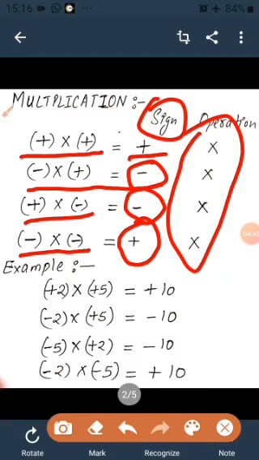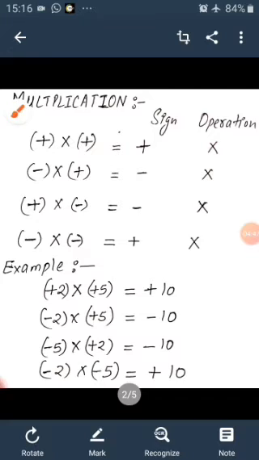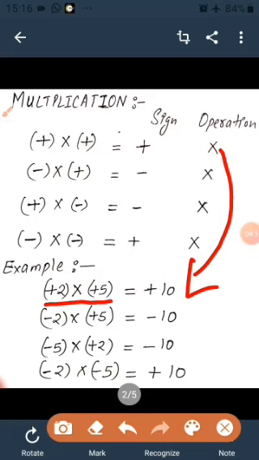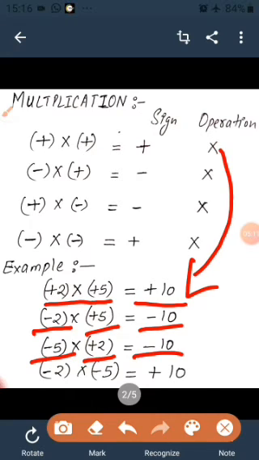So let us see the example for all the cases. For the first case, if one number is positive and another number is also positive, plus 2 plus 5, then the answer will be plus 10. If one number is minus and another number is plus, then the answer will be minus. If one number is minus and plus, then the answer will also be minus. And if both numbers are minus, then minus minus becomes plus, plus 10.